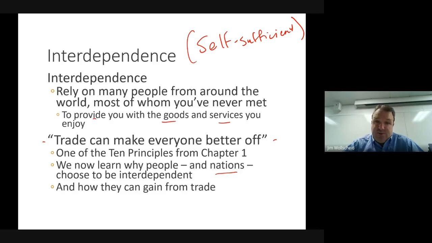And there are some people who choose that life. And there's nothing wrong with that. If that's what they choose, that's what they choose to be. Most of us choose different things. So we should look at that and follow through with that and why we're interdependent.